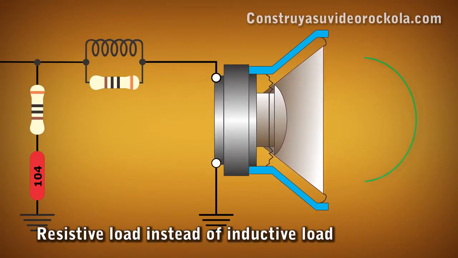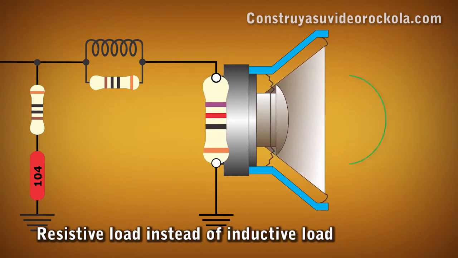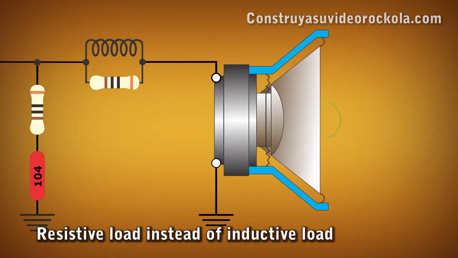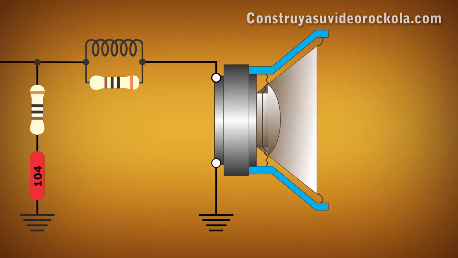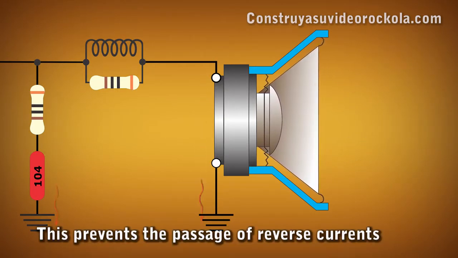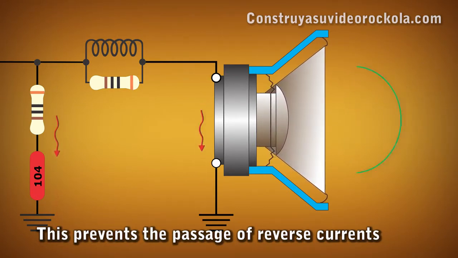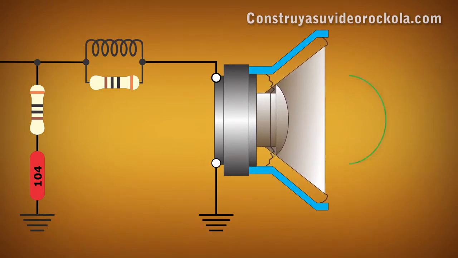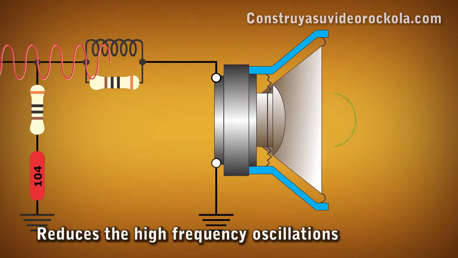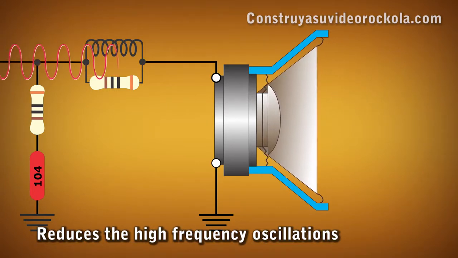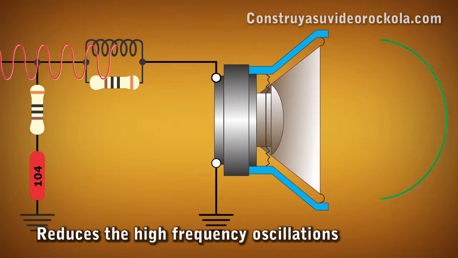In first place, it is used so that the amplifier sees at its output a resistive load, instead of the inductive load that the speaker presents. In second place, it avoids the passage of reverse current, generated by the speaker, that can get to damage the amplifier outputs. And finally, without being less important, it helps to reduce the possibility of high frequency oscillations, that can get to reheat the amplifier.